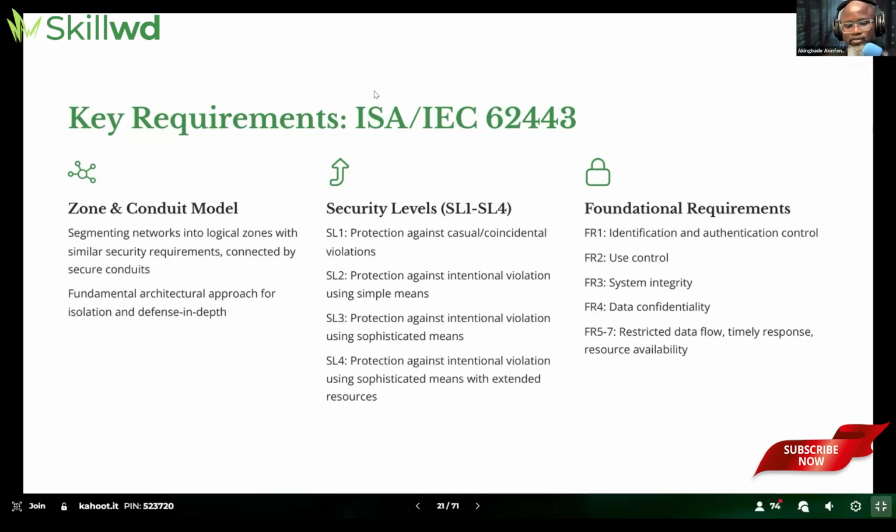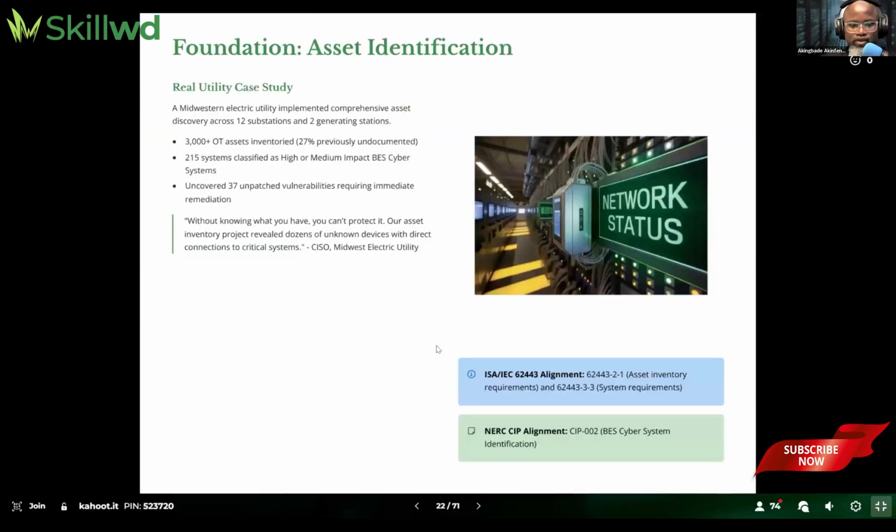There are foundational requirements also, FR1. So when you say foundational requirement, we have identification, authentication, use control, system integrity, data confidentiality, restricted data flow. These are just some terms in ISA 62443 also. Foundation. We all can agree, even in IT, right? All of us can agree. One of the first things we always look for is what? Asset management. Because if you don't even know what asset you have, what risk are we talking about?